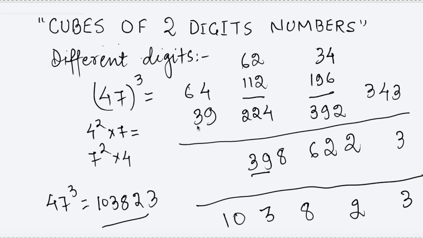With this, the techniques of cubes of two digit numbers are over. So I discussed four techniques here for four different kinds of numbers. I hope you understood all these techniques pretty well. So I would recommend that you take a few numbers from your side and start solving these cubes with the techniques that I have discussed with you, and with that you will find out that your ability to find cubes of two digit numbers is improving day by day.